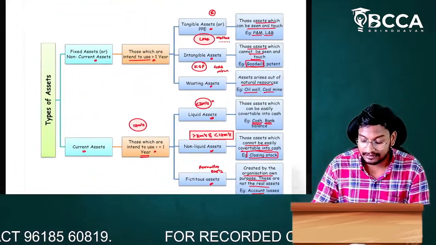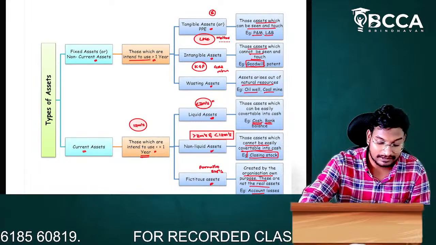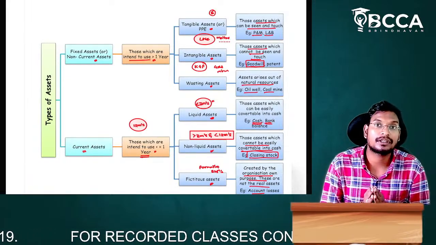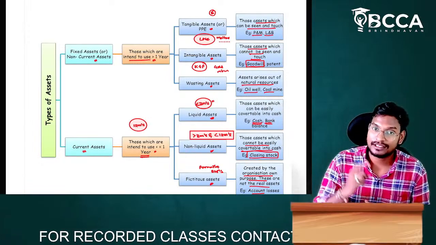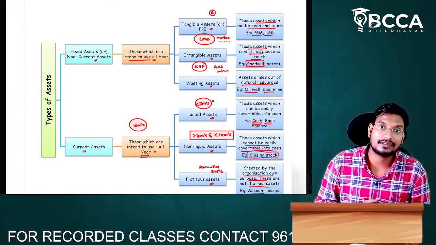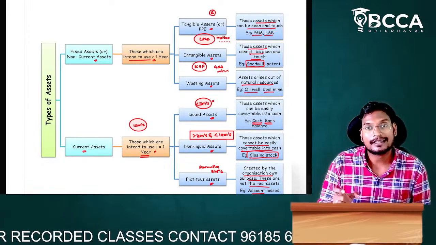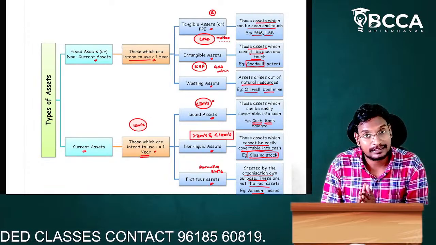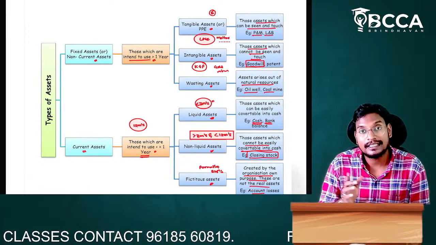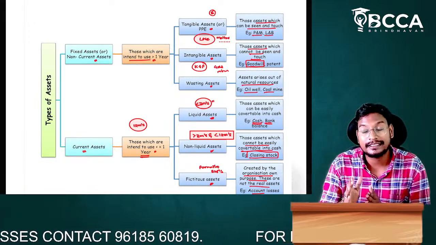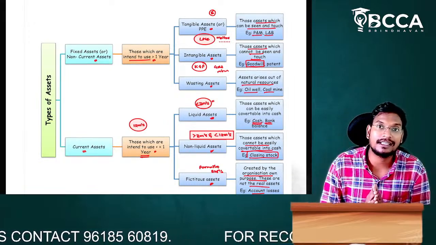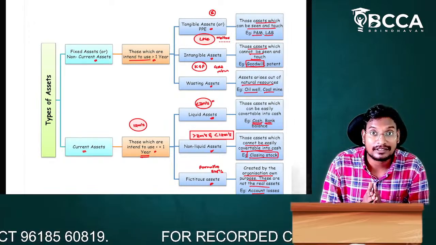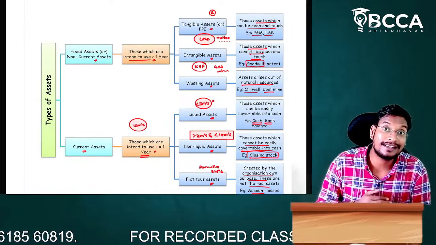To conclude, I have discussed the types of assets. How many types of assets do we have? Totally 2 types. The first one is the current asset. The next one is the non-current asset, which is also called a fixed asset. A current asset means the intention to use it for less than 1 year. A non-current asset means the intention to use it for more than 1 year.